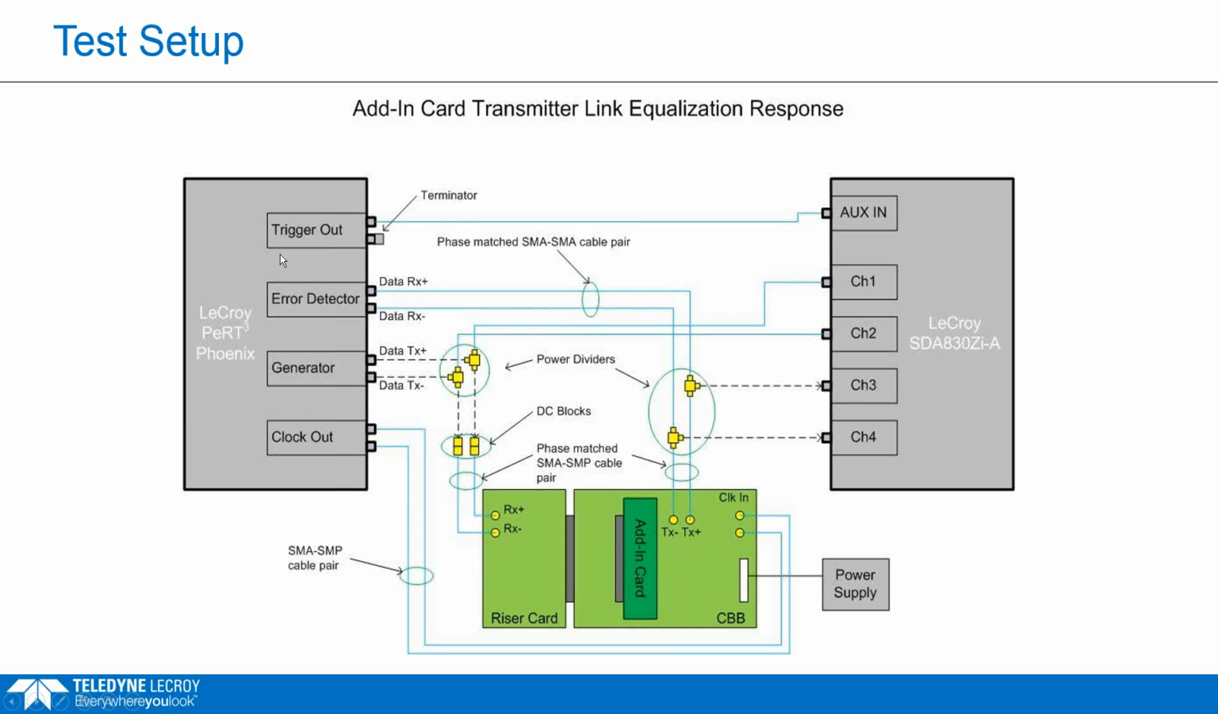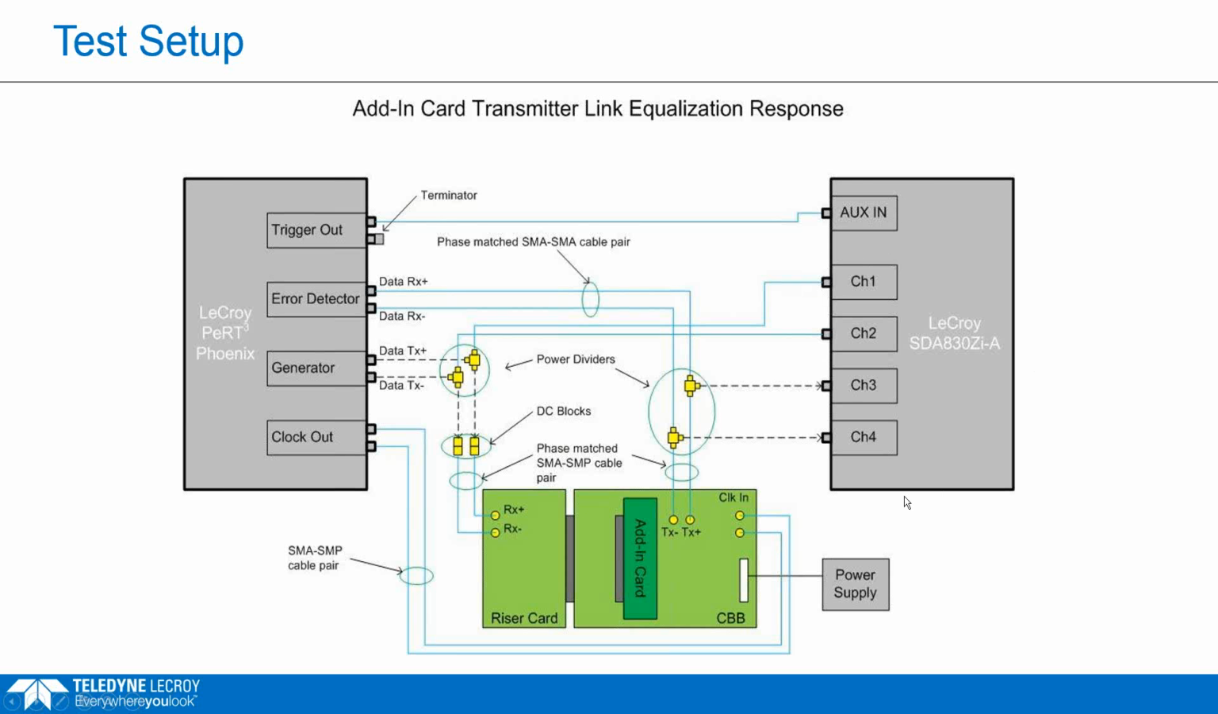So in order to get the system to talk to the add-in card, we need to connect the transmitter from the PeRT to the receiver on the add-in card and the transmitter from the add-in card to the receiver on the PeRT. But we're also going to insert these splitters into both sides here. Both the upstream and downstream links, we're inserting these splitters, and we're picking off the signal and sending it to the scope. Now we have the capability to monitor the upstream and downstream traffic at any point during the whole link training sequence, and we can view the waveforms on the scope.